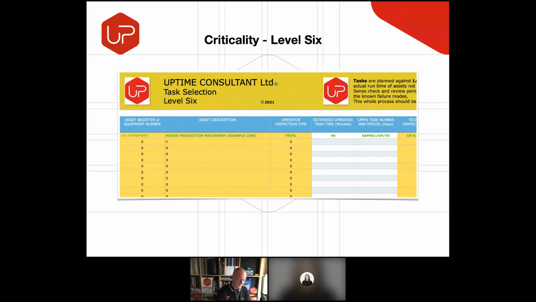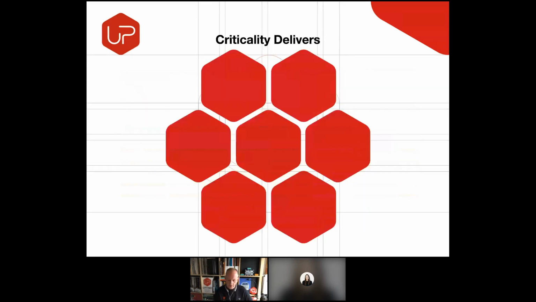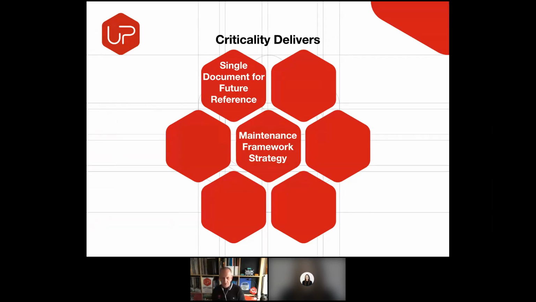So criticality delivers on many levels. As I said in the title, it can enable us to come up with a framework for our maintenance strategy. It puts everything into a single document. So once you've done this work, you have this document that doesn't just sit on a shelf. Hopefully it sits on a database that's shared and that people have access to, and it's for future reference.